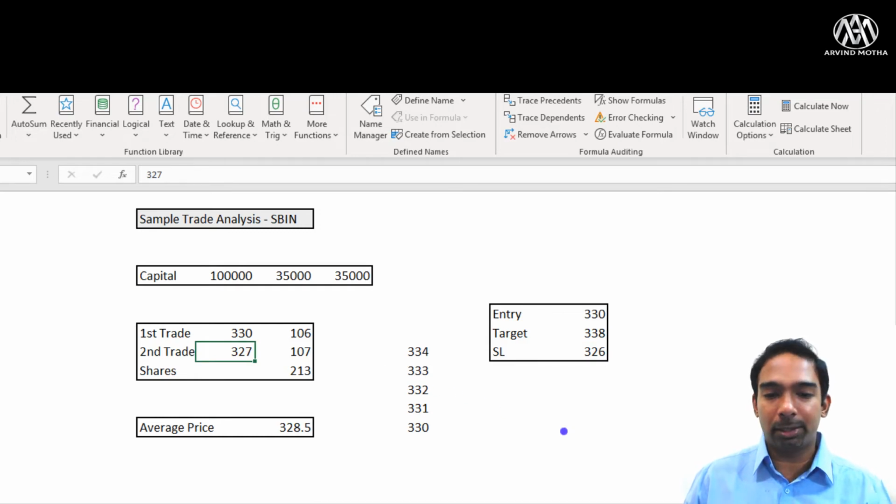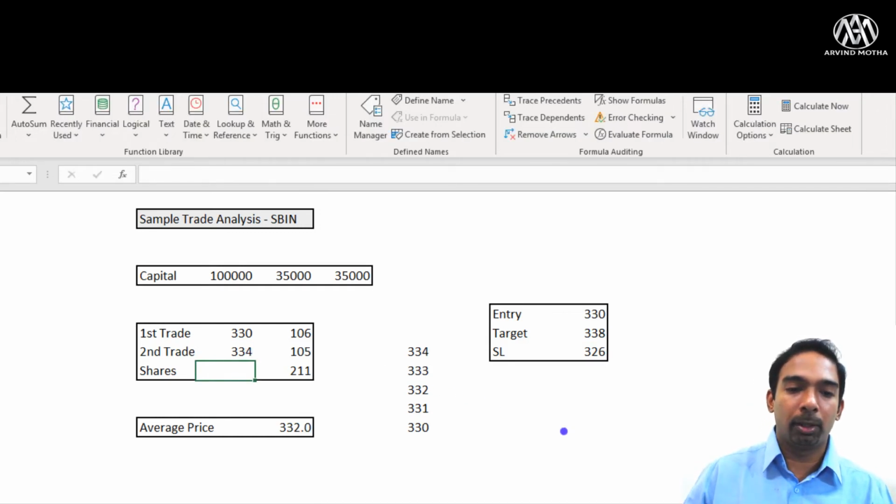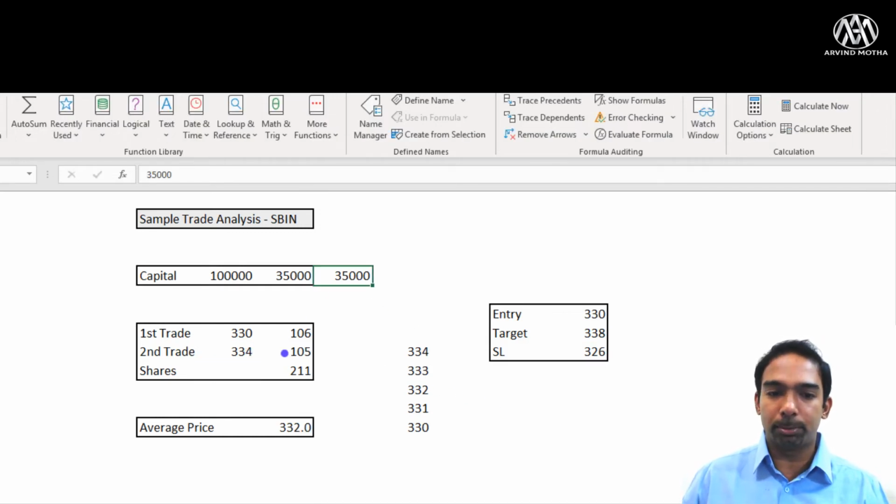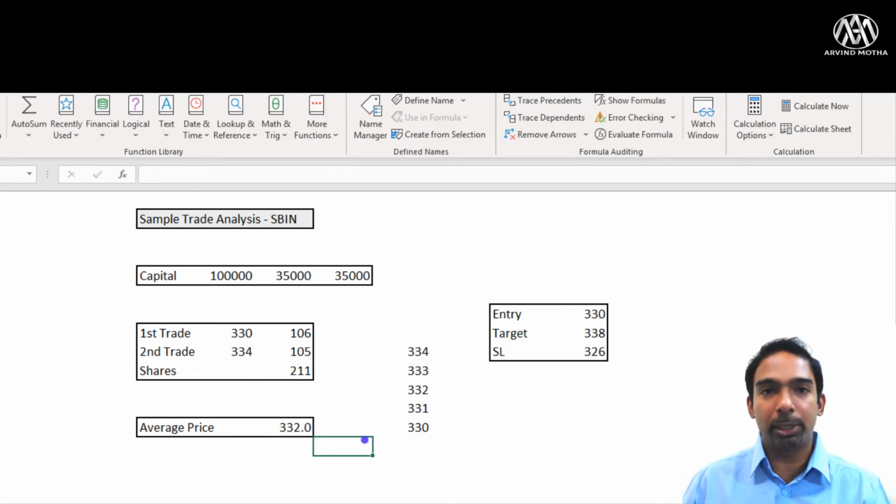So I take a second trade at around, say, 334. Again, I'm going to invest 35,000 rupees more apart from my first trade. So I buy 105 shares again, and my quantity increases to 211. And look at my average price, it has actually increased to 332, which is 2 rupees above. Even though I make the second trade at 334, my average price is here.